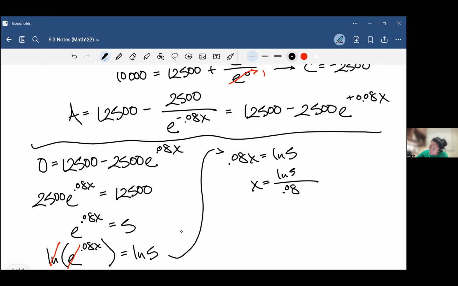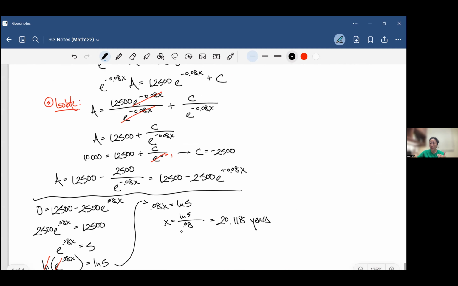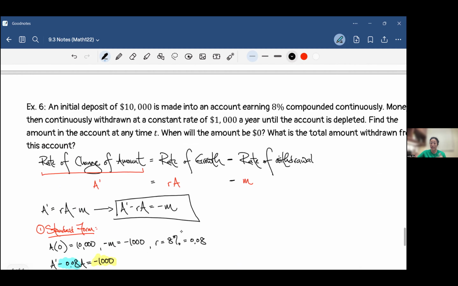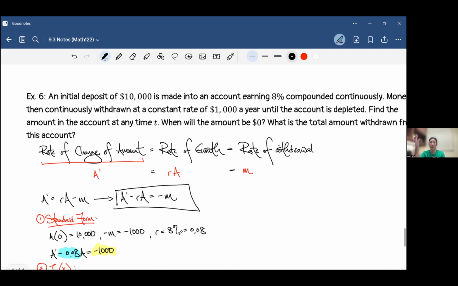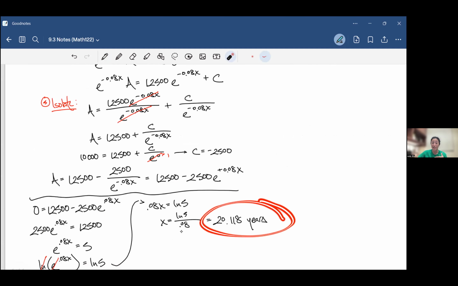And when I type this into the calculator, I get 20.118 years. Okay. So believe it or not, you have your $10,000 in there. It's earning money. And instead of it all being gone in 10 years, because if you take out $1,000 a year, you think this account's only good for 10 years, because you're earning interest, this account actually lasts you over 20 years.